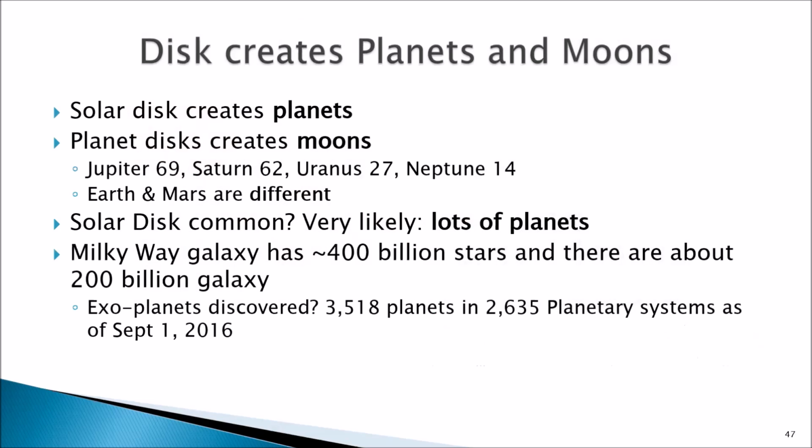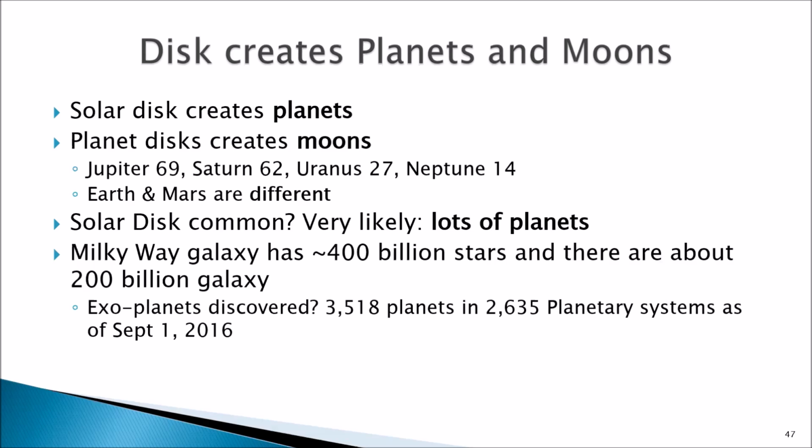So sort of reviewing, solar disks create planets, but there are also planet disks, which create moons. And now currently Jupiter has about 69 moons, Saturn 62, Uranus 27, and Neptune 14. Now, Earth and Mars both have moons, but they're very, very different. And we'll get into that in the next slide or two.